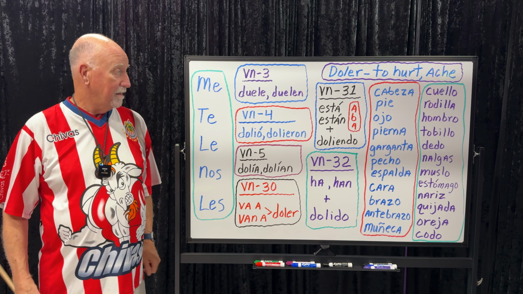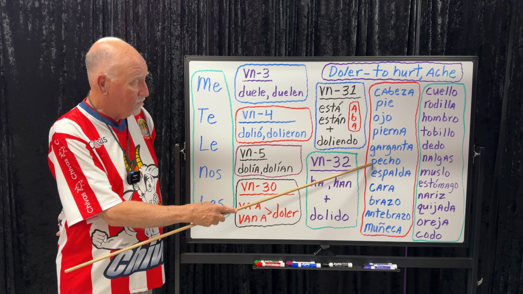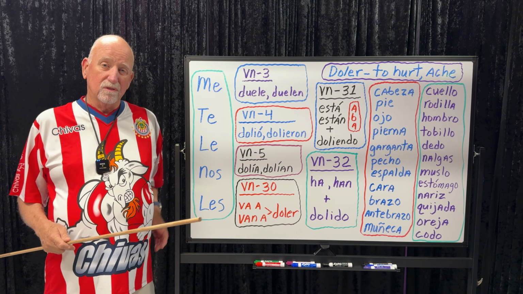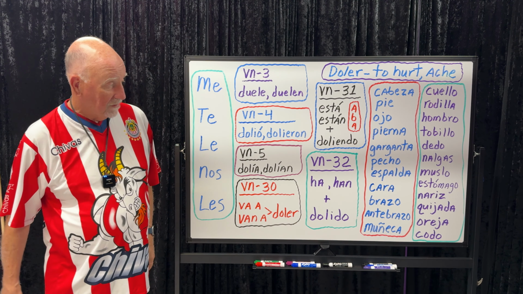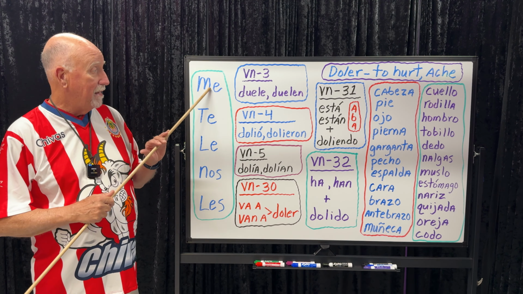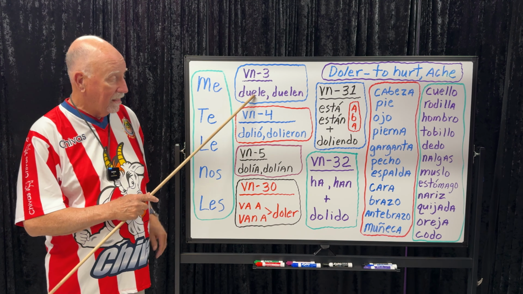Okay, la espalda. Let's go with el pecho. My chest hurts. Me duele el pecho. Her back hurts. Le duele la espalda. My face hurts. Me duele la cara. Literally, it means the face aches me.